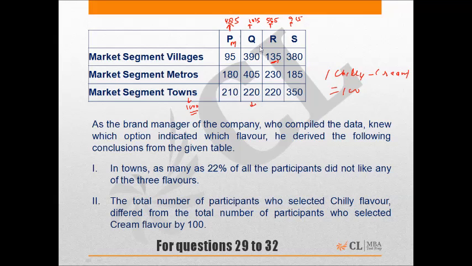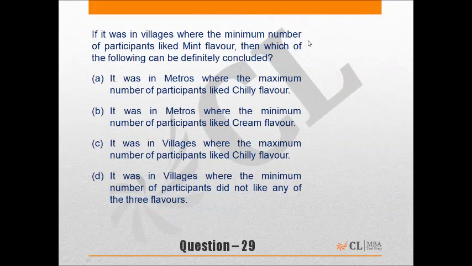So Q and S have to be chili and cream in any order, and from here R is none. So chili, cream, cream, chili. Now come to the statements.